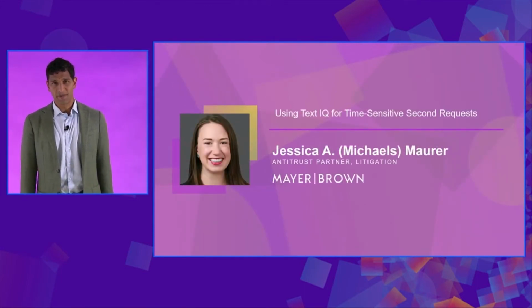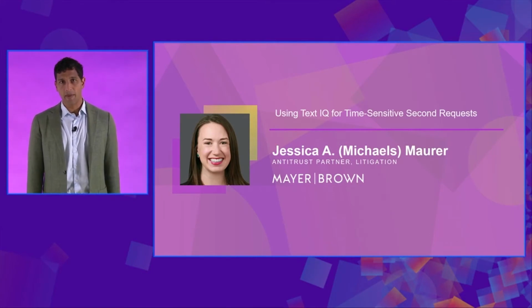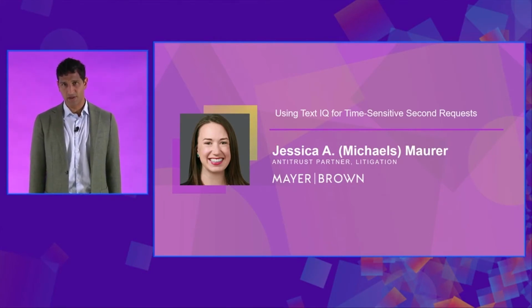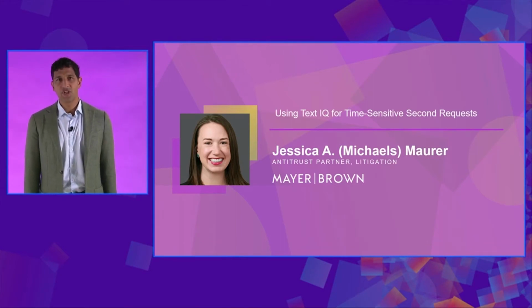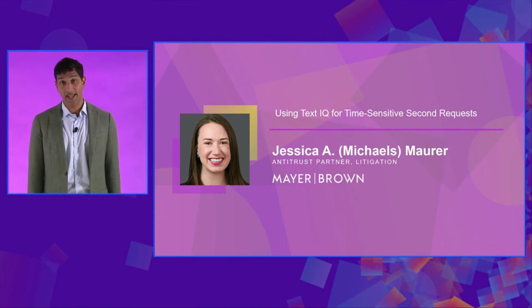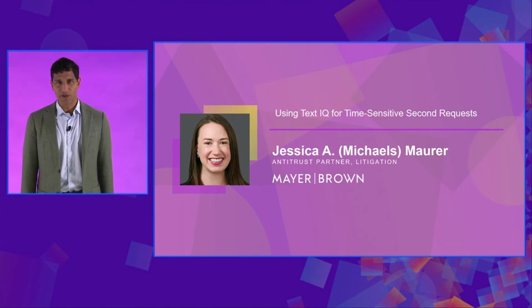Jessica Maurer is a partner in Mayer Brown's Chicago office and a member of its litigation and dispute resolution practice. As someone who has counseled clients on antitrust matters, she oversees the collection, review, and submission of documents in response to second requests from the DOJ and the FTC. Thanks for being here with us today, Jessica.